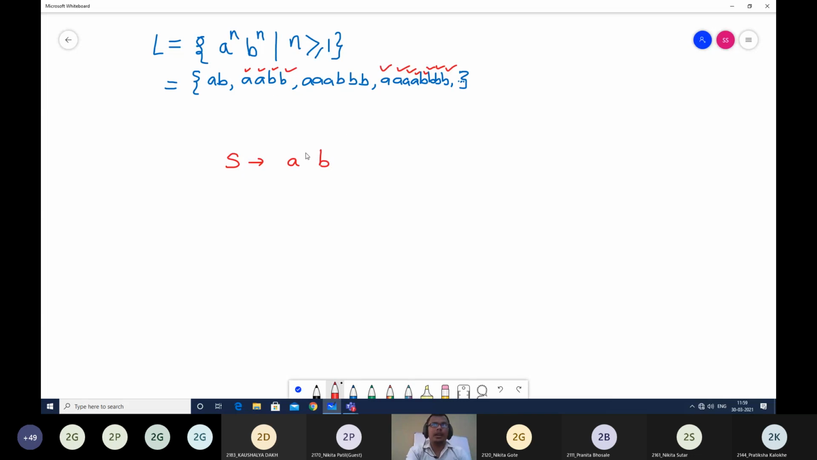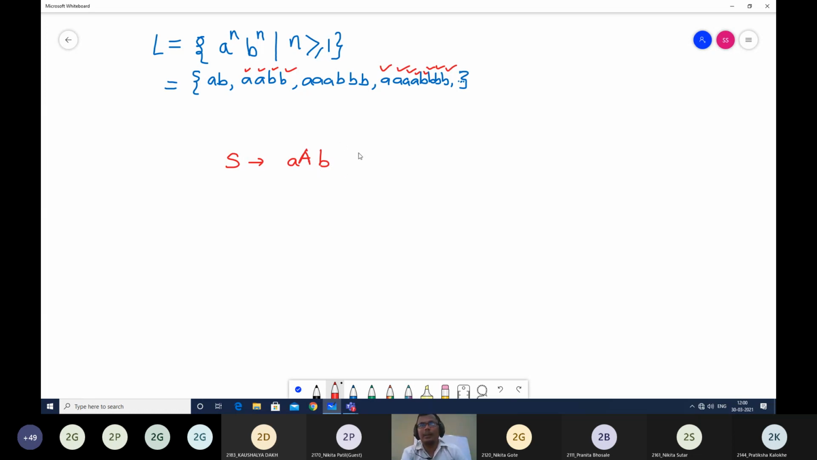But now what I do here, I use another non-terminal. Suppose that another non-terminal is capital A. So what will happen, my dear students, when I write a production rule like this, that S gives A, capital A and B. So minimum one small a and small b will be applied.